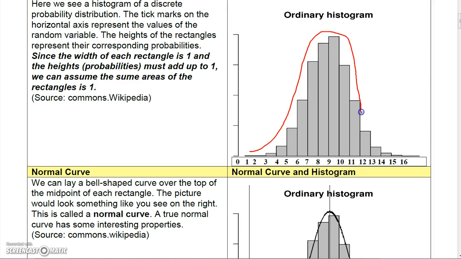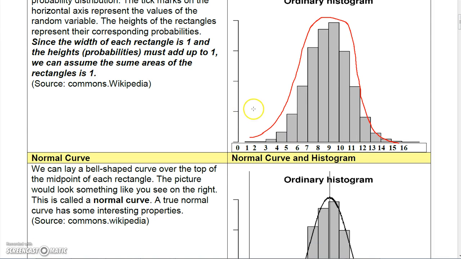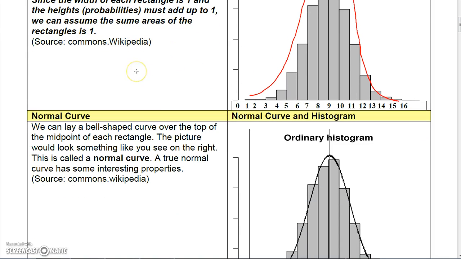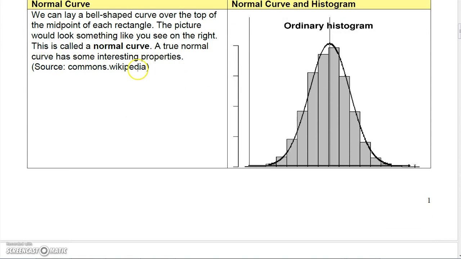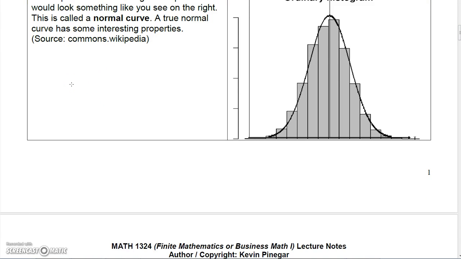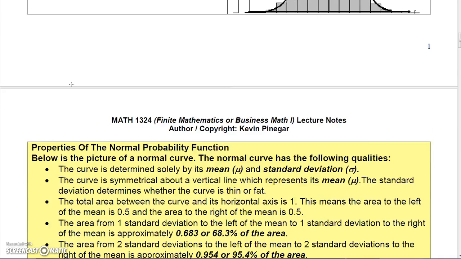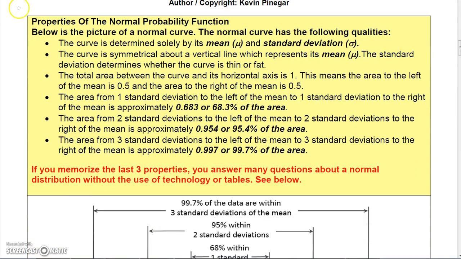If you connect those rectangles, you get sort of a bell-shaped curve, and this bell-shaped curve is called the normal curve. And this normal curve has some interesting properties. So let's talk about some of the properties of the normal probability function, or the normal curve.